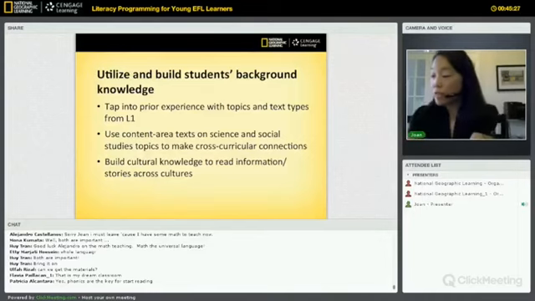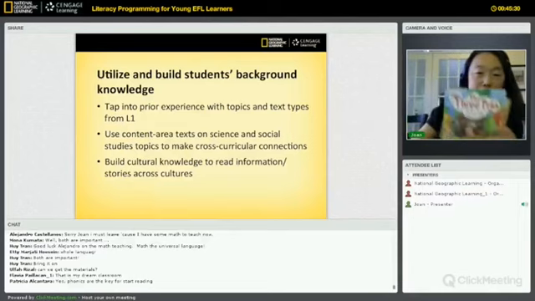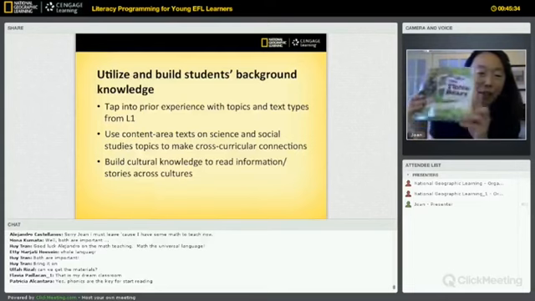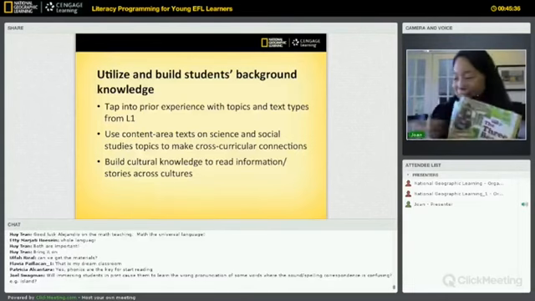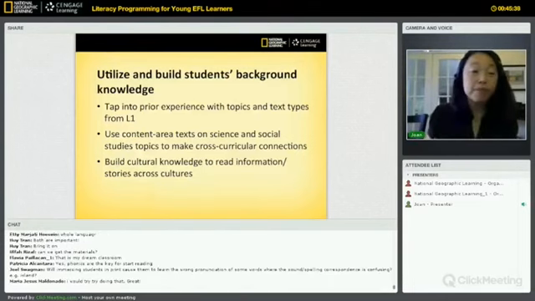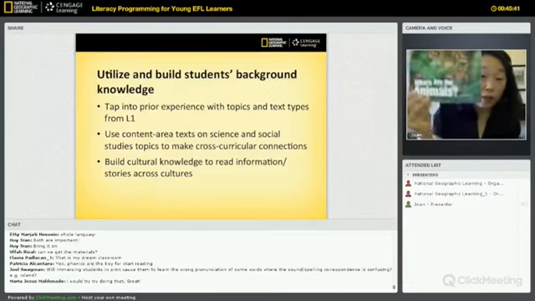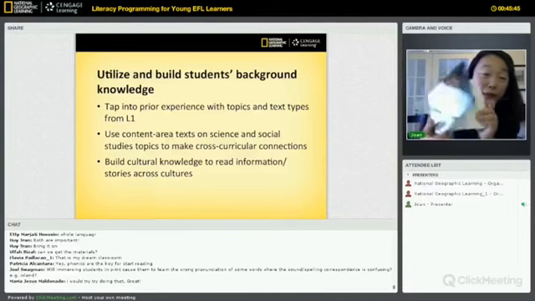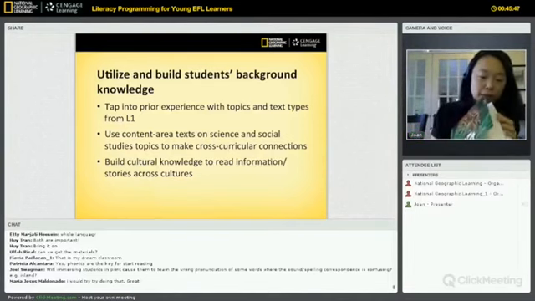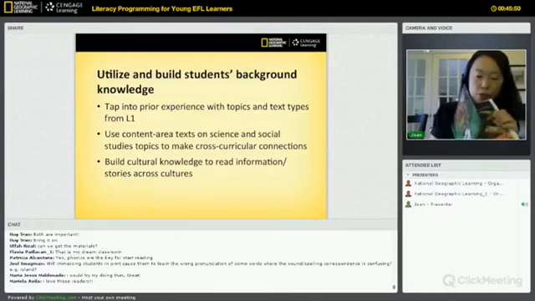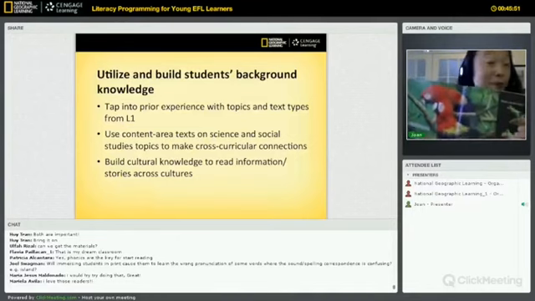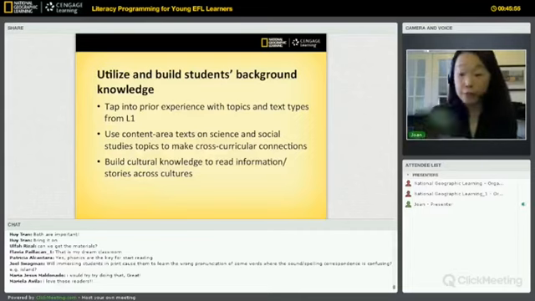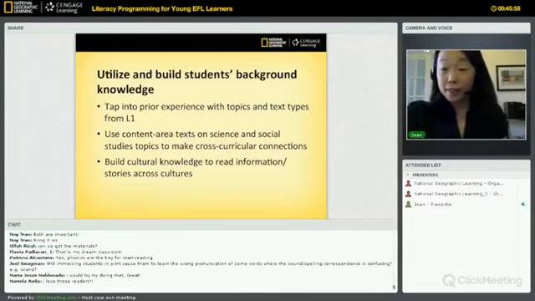Okay, so you might start with familiar books, such as The Three Pigs or Goldilocks and the Three Bears, right? These are very familiar. And then you might also be connecting to content areas, right? So they're learning about different animals, so you might want to connect them to the different animals and read them stories that are related to the animals that they're learning about, okay? And also build cultural information as well, okay?